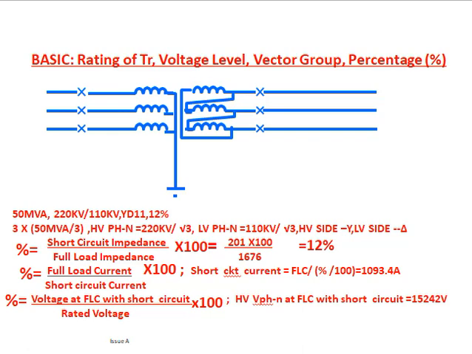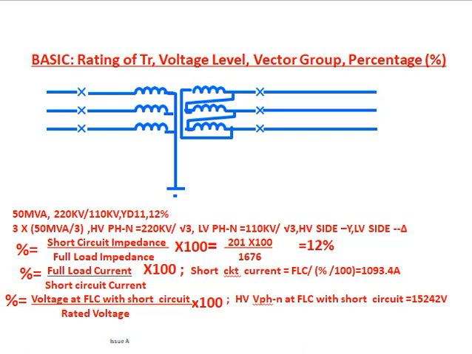Basic rating of transformer, voltage level, vector group, percentage impedance. You see in this diagram one transformer is there. For this transformer, ratings, voltage level, vector group and percentage are given. 50 MVA is the rating, 220 kV or 110 kV is the voltage level, YD11 is the vector group, 12%. It consists of 3 individual transformers, so each transformer's rating is 50 MVA by 3. So 3 into 50 MVA by 3 is the total rating. HV phase to neutral voltage equals 220 kV by root 3. LV phase to neutral voltage equals 110 kV by root 3. HV side is Y, LV side is delta.